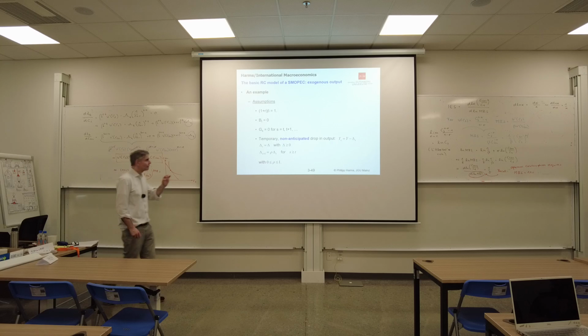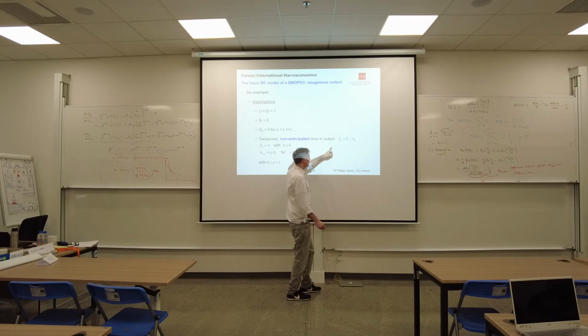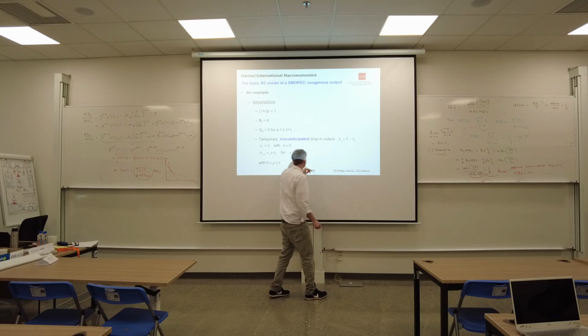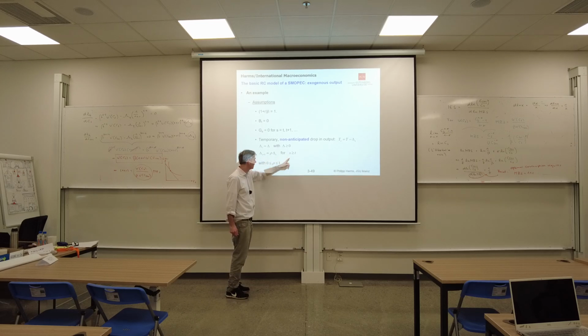Now we assume that there's a temporary drop in output. So y_s is y, which is a constant, minus delta_s. Delta_s is delta in period t, and delta_{s+1} is rho times delta_s for s greater or equal to t. With rho, another one of these Greek letters, being between 0 and 1, could be 0, could be 1. And in fact, the value of rho will be very important.